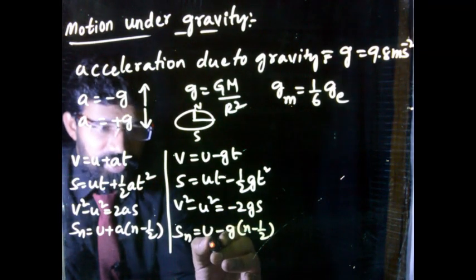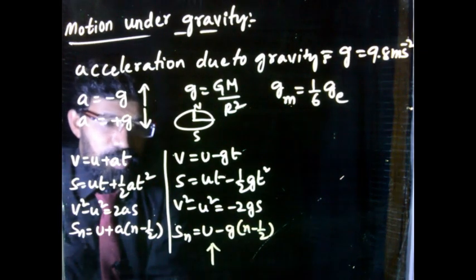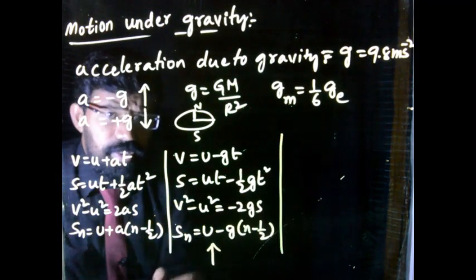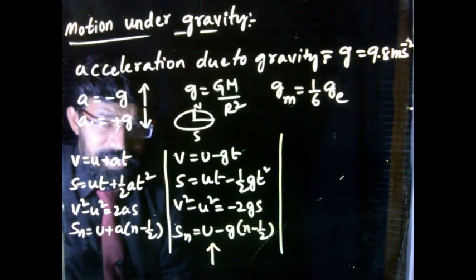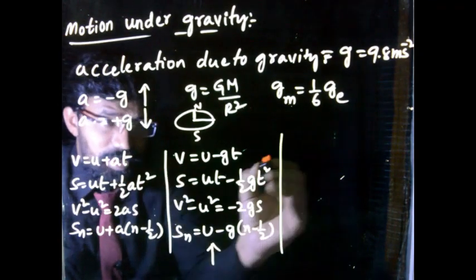This is the case if the body is projected in the upward direction. Okay. Now, what if the body is projected in the downward direction? You have to replace a with plus g. So let me modify these equations.